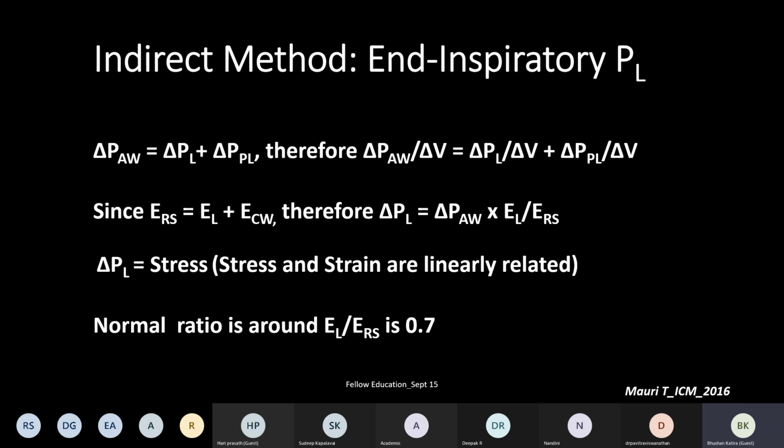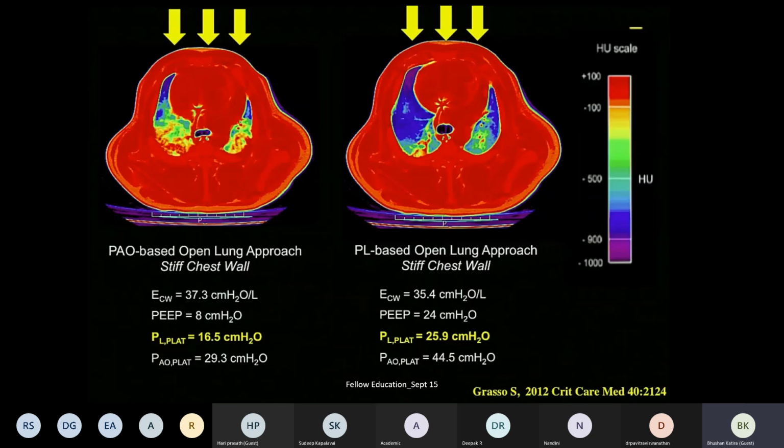But if the chest wall component increases and this EL to ERS ratio reduces, then for the same applied driving pressure on the ventilator, the driving pressure of the lung will be lower. It is so hard to keep up with these terms, but I hope I'm not confusing you. Here's another very cool example that Grasso and colleagues published using pig models. This was to show why just using universal PEEP might not be a good approach and why chest wall needs to be considered.